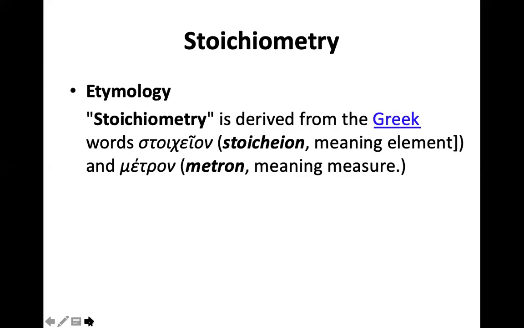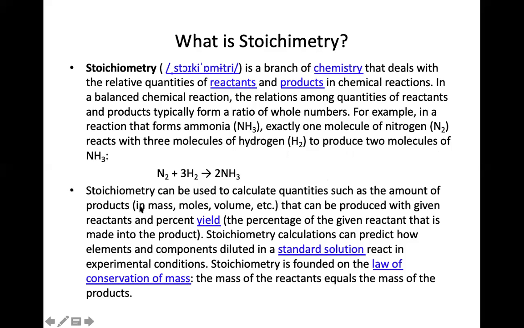Stoichiometry, how the terminology comes from. Stoichiometry is derived from the Greek word stoicheon, meaning element, and metron. That means two Greek words. One is stoicheon and another is metron, meaning measure. So measurement of element. What kind of measurement we can understand a bit here.